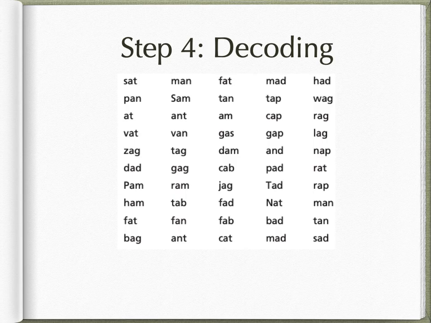V, a, t, vat. V, a, n, van. G, a, s, gas. G, a, p, gap. L, a, g, lag. Z, a, g, zag. T, a, g, tag. D, a, m, dam. A, n, d, and. N, a, p, nap. D, a, d, dad. G, a, g, gag. C, a, b, cab. P, a, d, pad. R, a, t, rat.